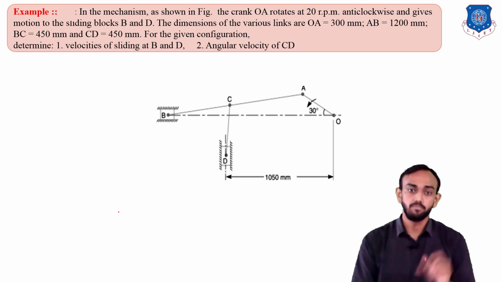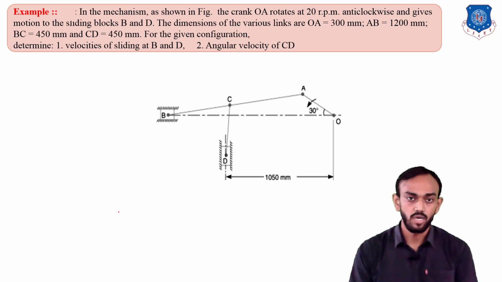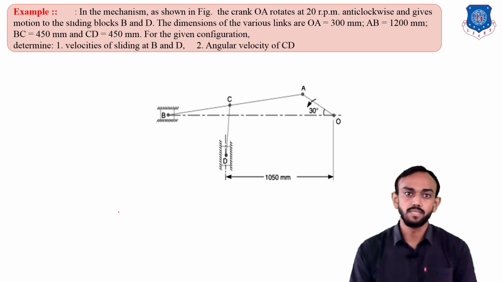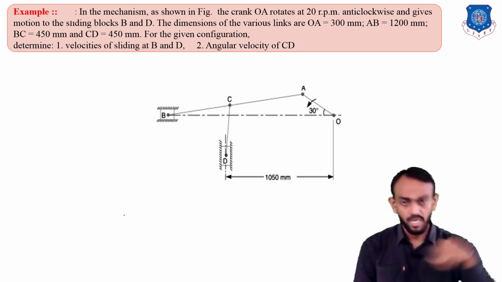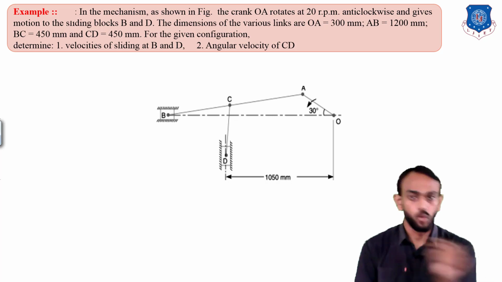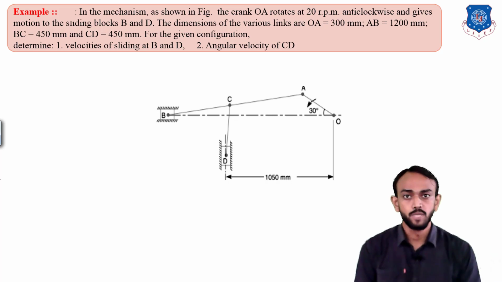So let's solve this. Whenever you see this example in a book or question bank, acceleration is also given because this example is from acceleration. That we will discuss later on, but right now we will just find the velocity of this mechanism. In the mechanism as shown in the figure, the OA crank is at a 30 degree angle, and the direction is also given, which is anti-clockwise. Two sliders are there, B and D. B is sliding horizontally and D is sliding vertically. The lengths of all the links are given. We have to find the sliding velocity of B and D and the angular velocity of the CD link.